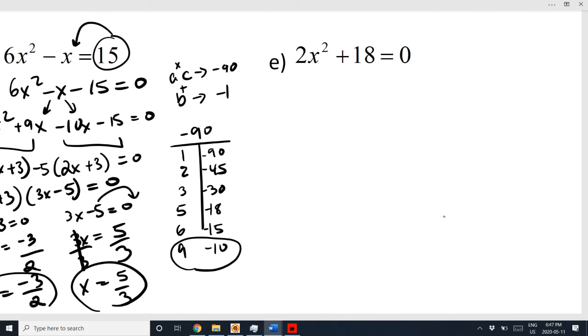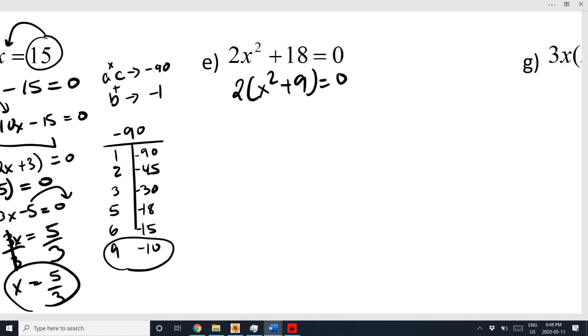Let's look at example E here. We have 2x squared plus 18. The most we can do here is factor out a 2, a common factoring. We'll get x squared plus 9 is equal to 0. But we can't go any further than this.